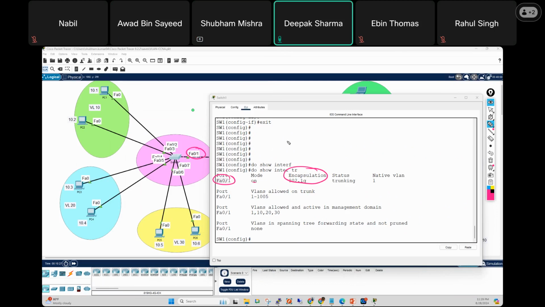By default, it chooses 802.1Q. Are you getting my point? By default, it chooses .1Q. What is the status? Trunking. And what is the native VLAN? By default, I told you, native VLAN is 1.